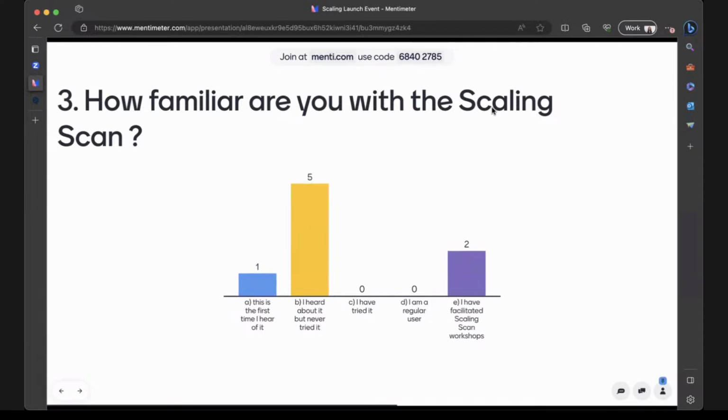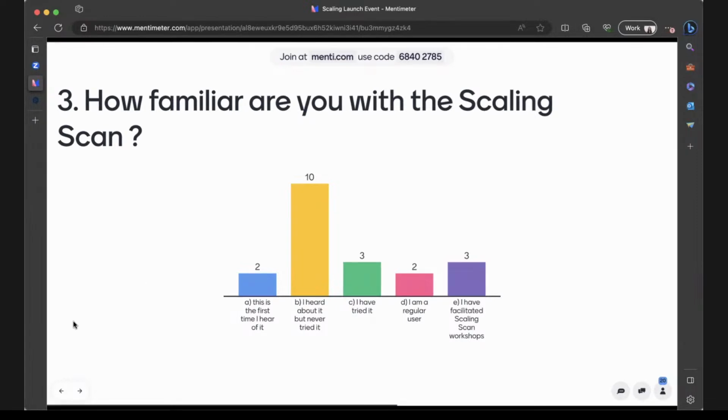Interesting. Happy to have a lot of people who have heard it. So we're happy that you're here. That means that you've heard good things, hopefully. Regular user. A bit of everything. Good, good. And 3 experienced facilitators. That's great, so that we can exchange experiences of when you've used it. Okay, perfect.